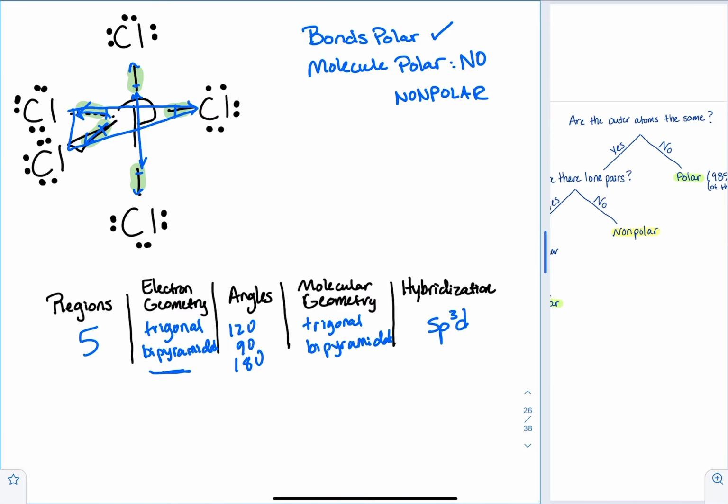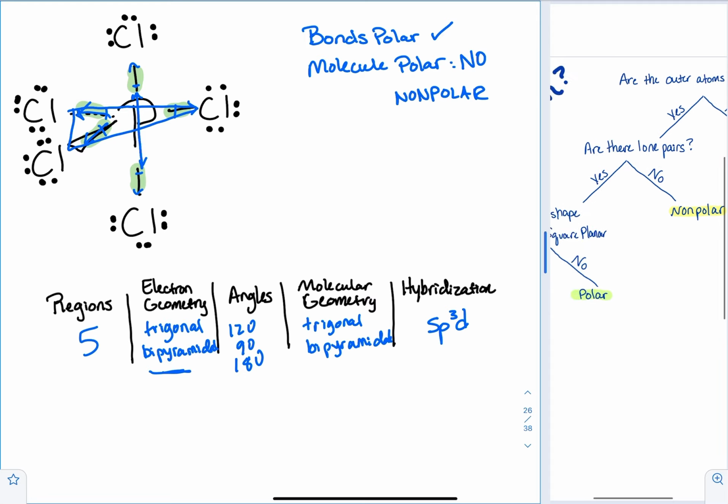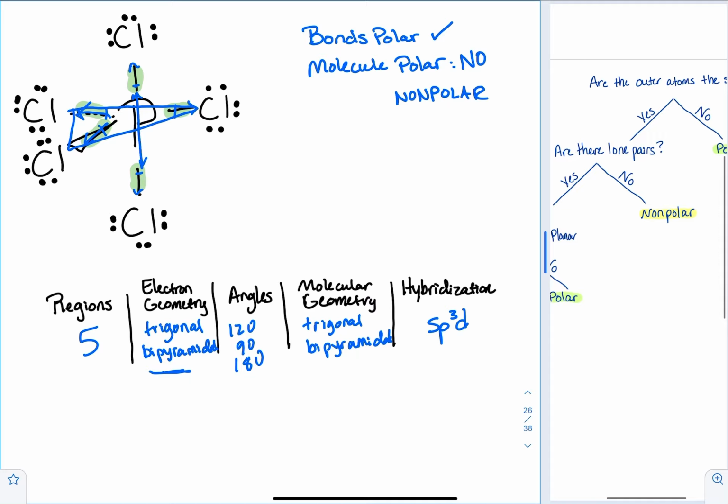You can also see, if we're looking at our chart over here, are the outer atoms the same? Yes, so we'll go right. Are there lone pairs? That means on the central atom. And the answer is no. So that one does turn out to be nonpolar.